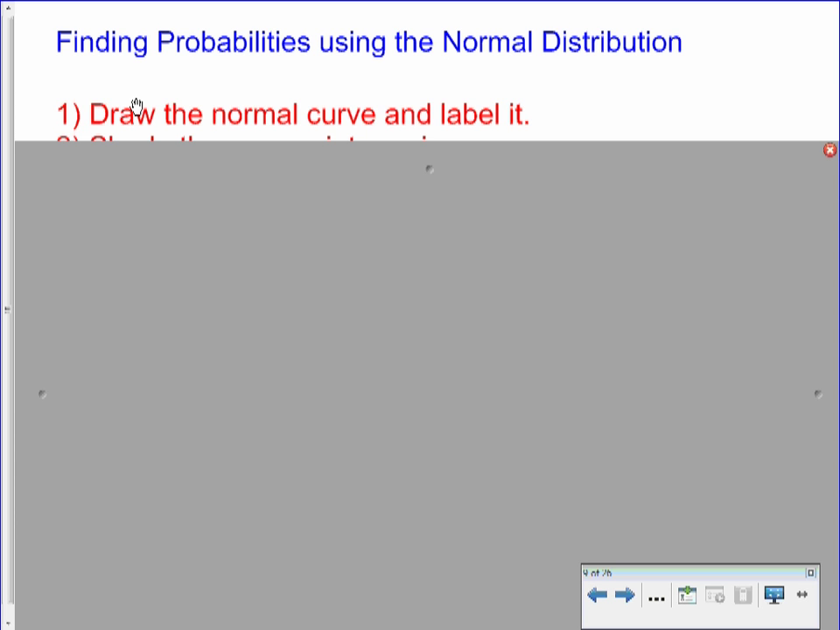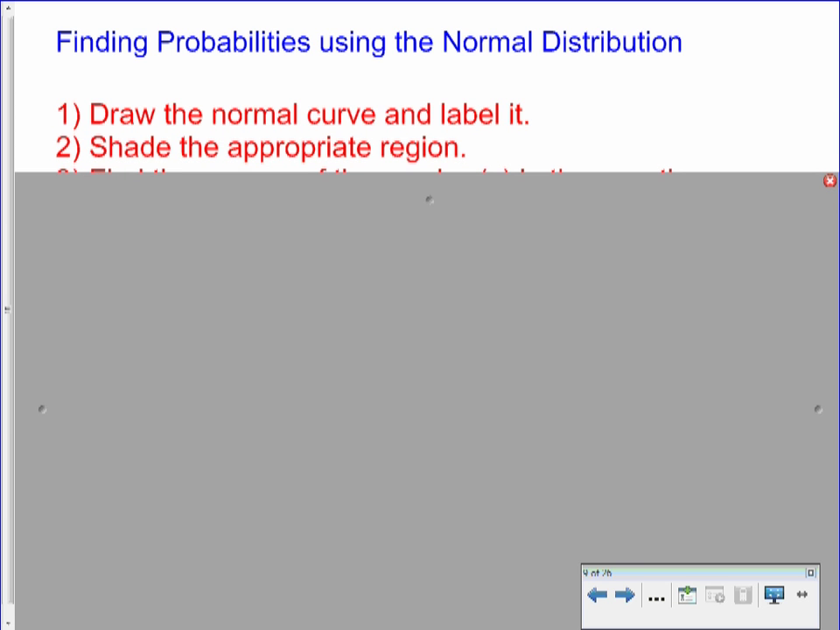Once you've labeled it, then of course they're going to ask what's the probability of this value in the population, and so at that point we can go ahead and shade. Figure out whether it's less or greater, whether it's going to be left or right. See if we anticipate a high probability, a low probability, medium size probability, or whatever it is they're asking about.